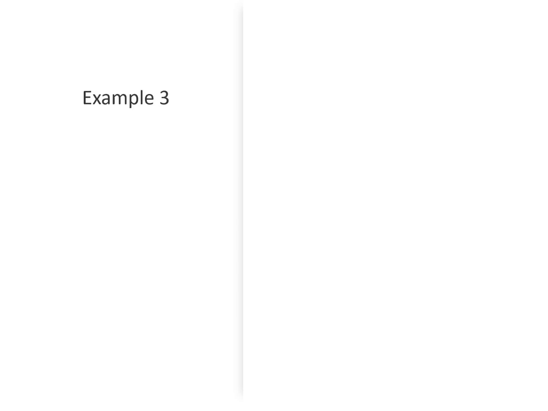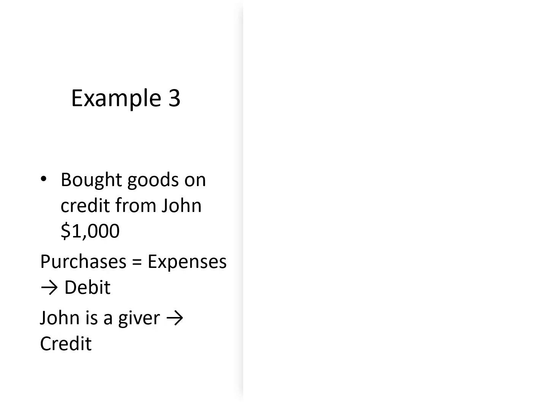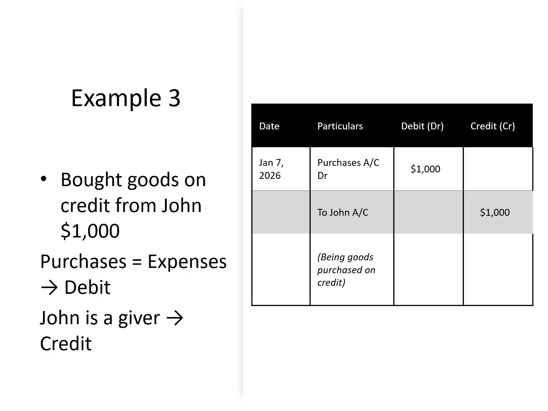Let's go to example 3. Example 3 says bought goods on credit from John, $1,000. In example 3, we apply the same principles, the same rules. Identifying the account is purchases and John. Purchases is nominal, John is personal. In applying the rules, purchases is expense, we debit it. John is giving out, is the giver, so we credit it.